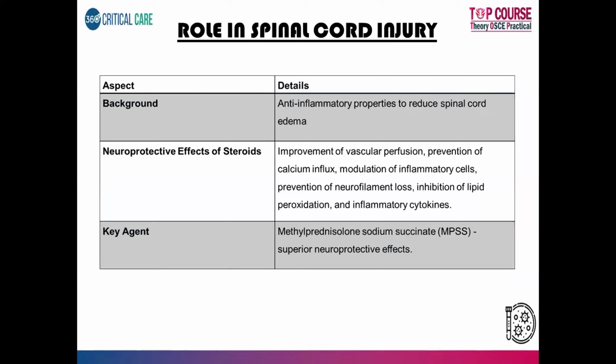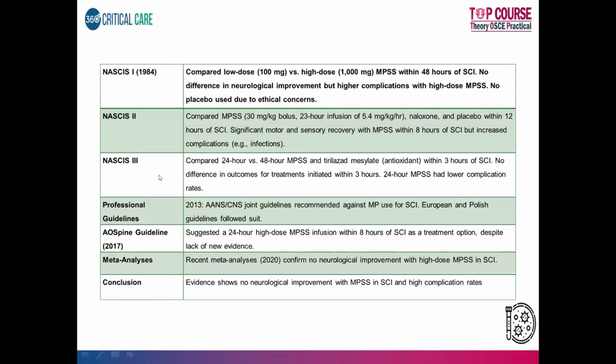Now, what is the role in spinal cord injury? Initially, a lot of evidence showed that high dose steroids in spinal cord injury reduce the inflammation and then the chances of weakness of the limbs. Why do we need this? Because it has anti-inflammatory properties to reduce the spinal cord edema. What are the neuroprotective effects of steroids? It improves vascular perfusion, prevents calcium influx, modulates inflammatory cells, prevents neurofilament loss, and inhibits lipid peroxidation and inflammatory cytokines. So what is the key agent here? It is methylprednisolone.